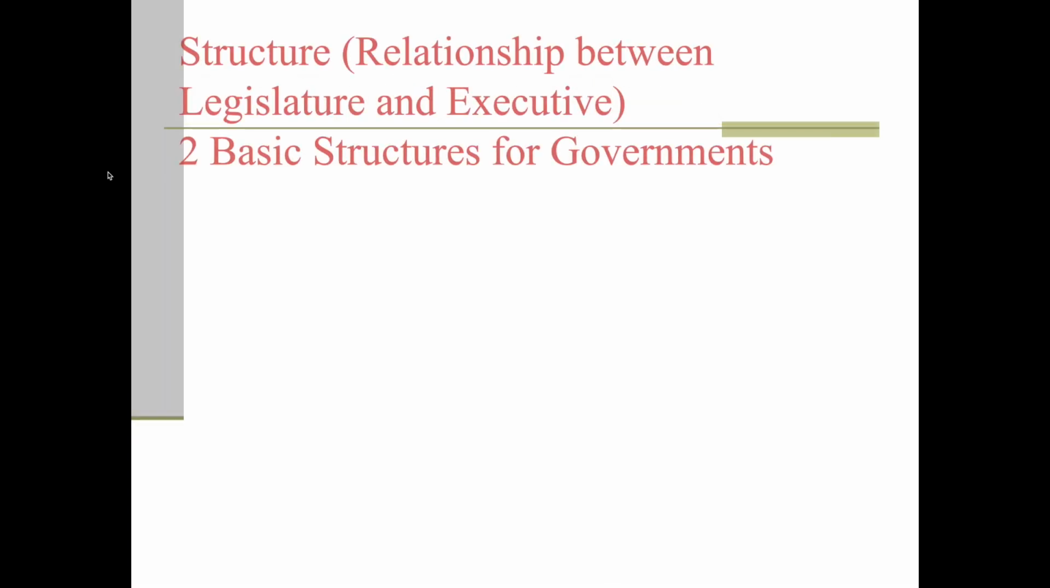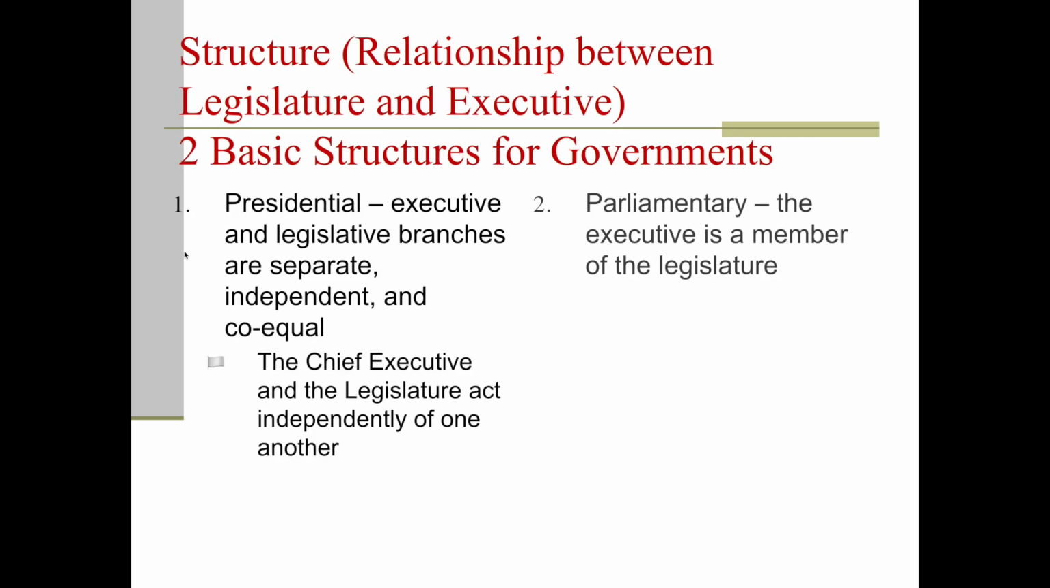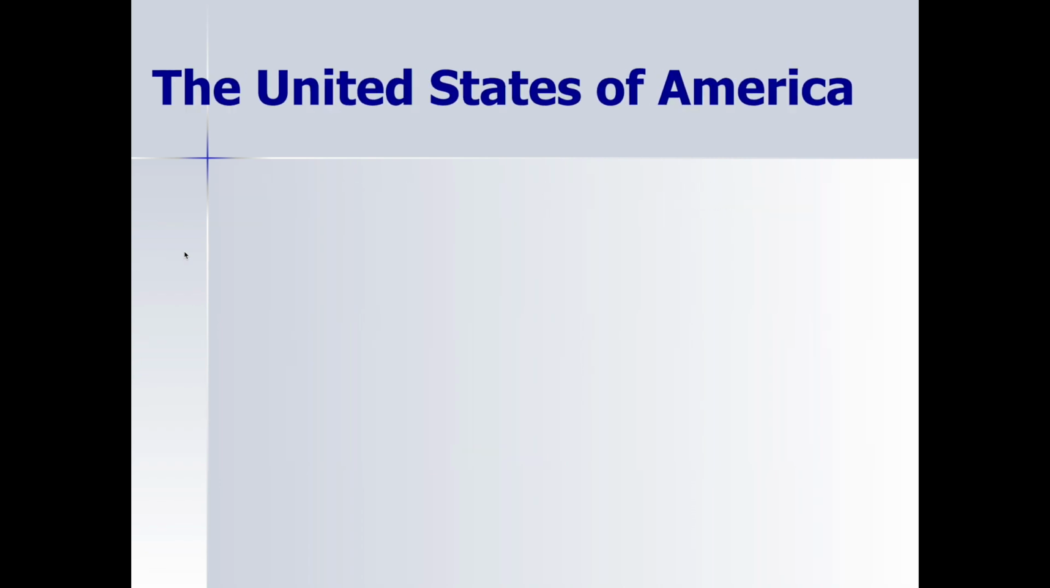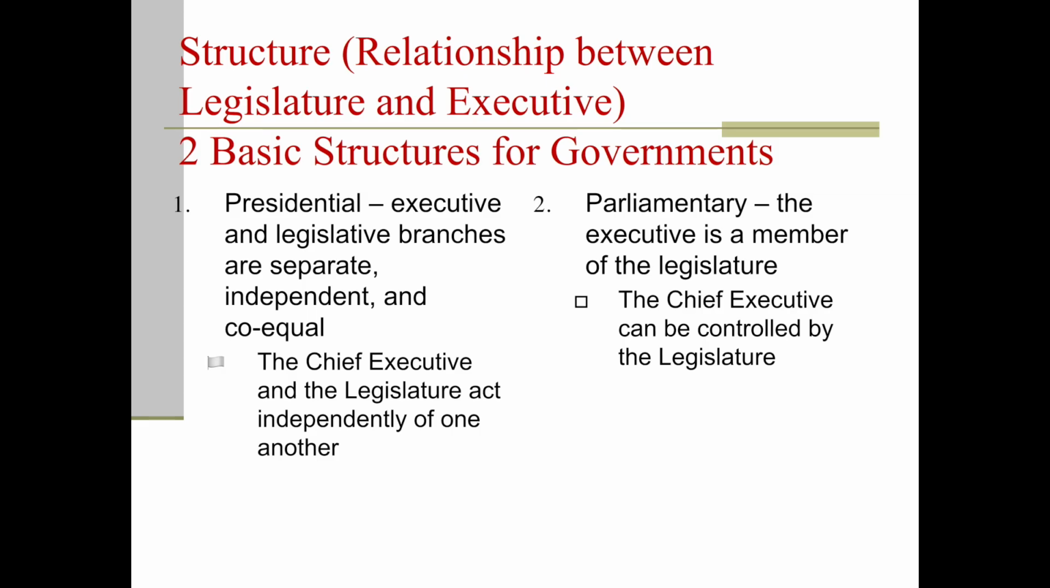And then the last one of our three FTS is S, which is structure. Shoot, I'm not very good. So this S stands for structure, and this is the relationship between the lawmaking bodies and the executive bodies. And obviously with ours we add one, and we talked a little bit about that in the last PowerPoint. But the two basic structures for governments are largely presidential or parliamentary. Okay? In a presidential structure, the executive and legislative branches are separate, they're independent, and they're co-equal.